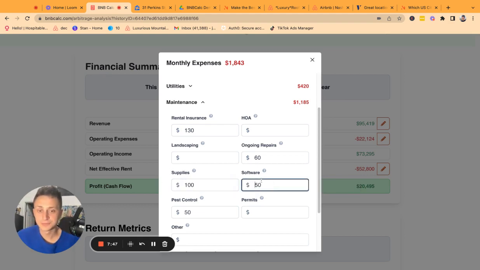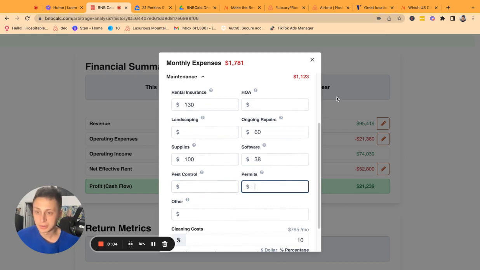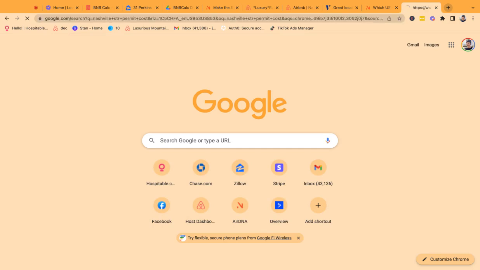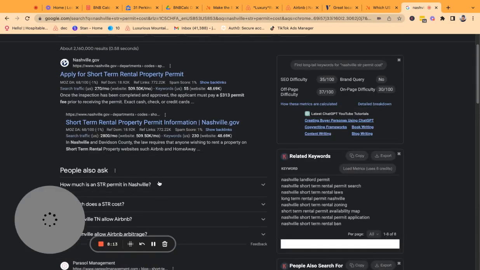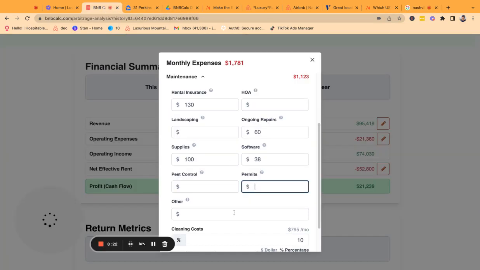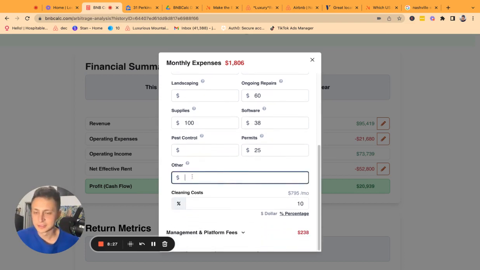And software, I know personally that my tech stack I use, property management system, pricing software, is going to run about $38 a month. So pest control, landlord's covering it. We're going to nil that out. Permits, Nashville, you can probably look online, figure out what their permits cost. Nashville STR permit cost. 313. Let's just say 313. Let's call it $25 a month. So again, this is monthly expenses. So you're going to want to put that there. And then if there's anything else, you can put it here.